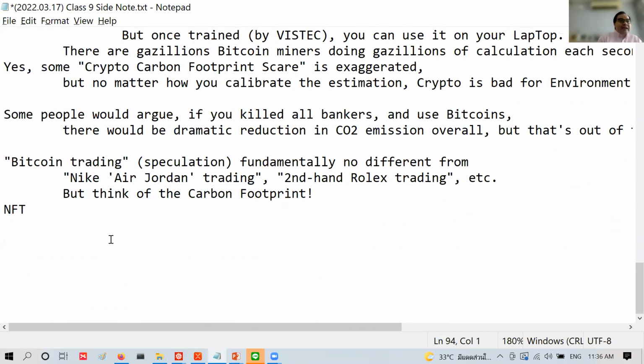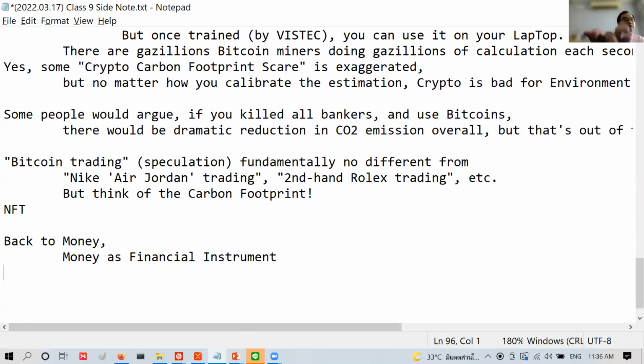Okay, so let's get to this. Back to money. Now, money as a financial instrument. So with money, you have all financial instruments. What are financial instruments? If you buy insurance, it's a financial instrument. What does it do?